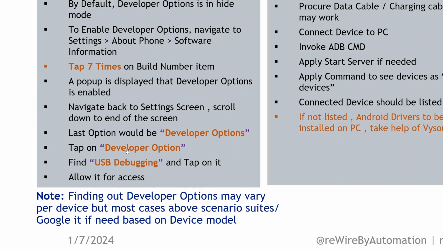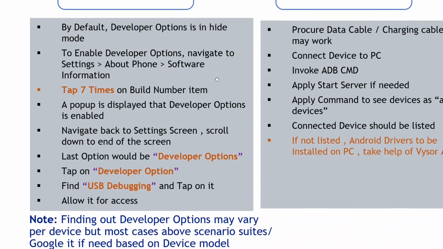Okay, once you tap on this developer option, it will navigate to the next screen, and you can see USB debugging. You need to tap and allow it for access. You will be prompted with the three allow messages, and you need to say allow for access. As I said, the developer options vary from device to device, so you need to find out.